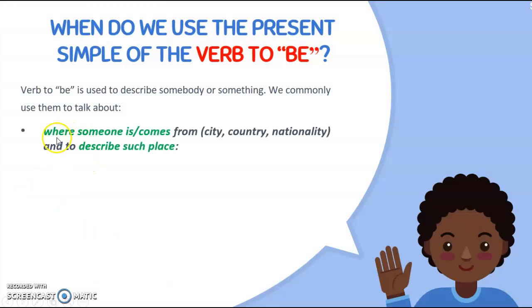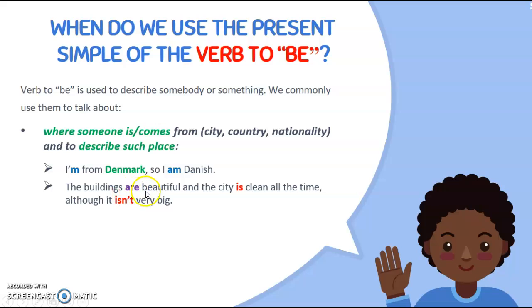We also use the verb to be to refer to where someone is or where someone comes from. For example, the city, the country, or the nationality, and to describe such a place. For instance, I am from Denmark, so I am Danish. The buildings here are beautiful and the city is clean all the time, although it isn't very big. Life in Denmark is very cool.